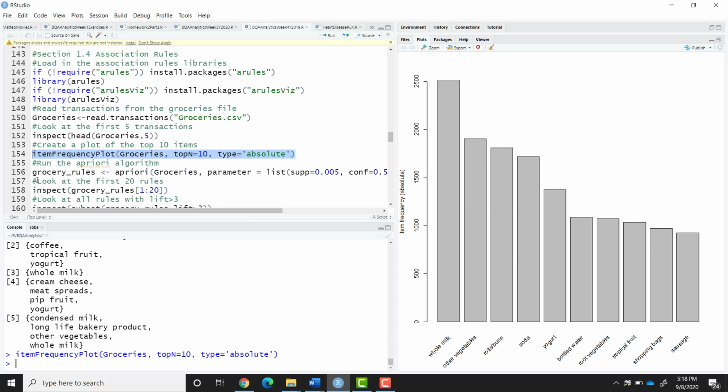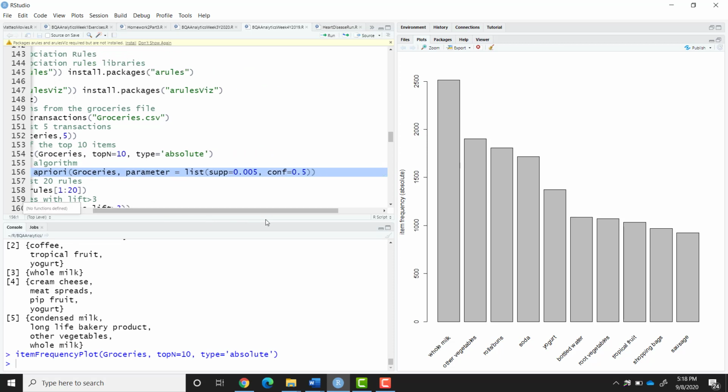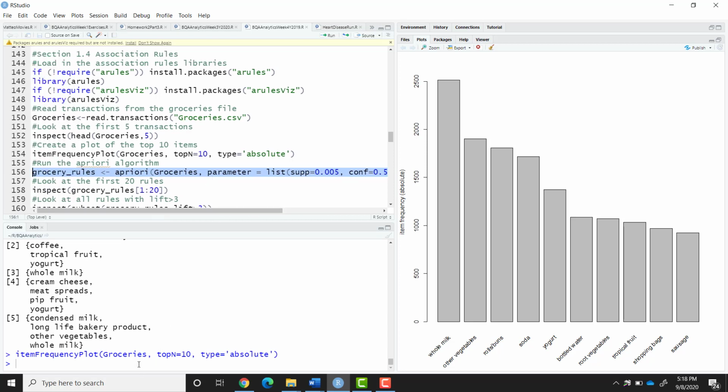Now we're going to run the apriori algorithm. And it's just literally apriori. I told you this algorithm chooses all the item sets with a minimum value of support and confidence. So we set these values here. We can play around with them quite a bit, and see what will give us the best set of rules. But again, it's this trade-off.